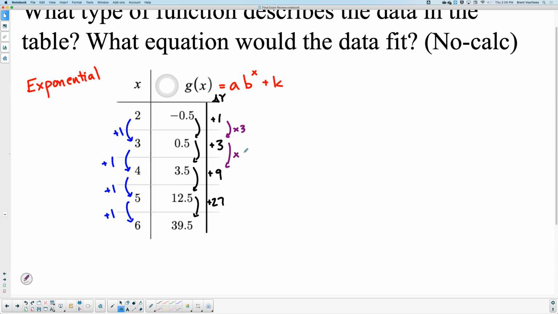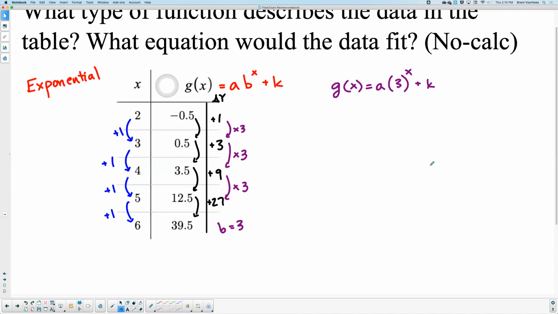So what does that tell us? The base, not the A. That tells us our base. So our B value equals 3. Now what I'm going to do is just plug these in and we're going to solve our equation. So now we know g of x equals, do we know A? Do we know B? Yep. B is 3 to the power of x plus k.